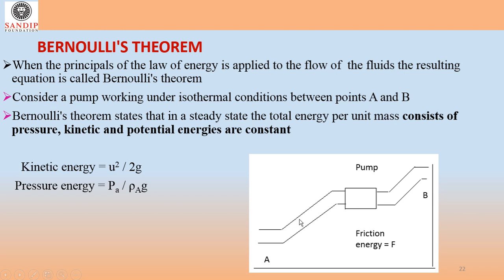This Bernoulli's theorem states that in steady state, the total energy per unit mass, which consists of pressure, kinetic and potential energy, is constant. In the very first lecture we already saw some formulas for kinetic, pressure and potential energy. Just remind the same: kinetic energy is equal to U square divided by 2G. Pressure energy is related to pressure, density and acceleration, so PA divided by rho A into G.